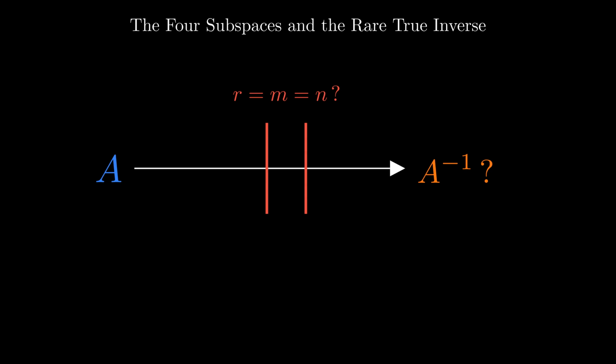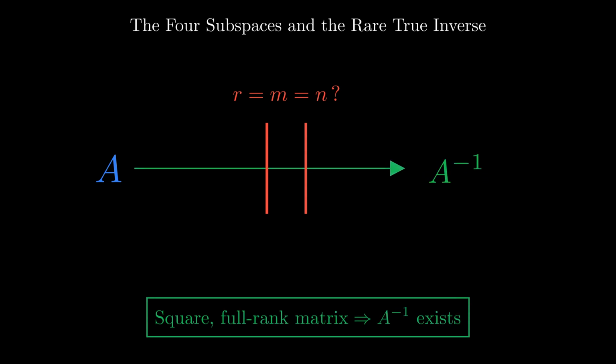To pass through the gate, a matrix must satisfy a strict demand. Its rank r must equal both its number of rows m and its number of columns n. Only a square matrix of full rank slips through and claims a true inverse. To see who passes this test, let's meet the players.